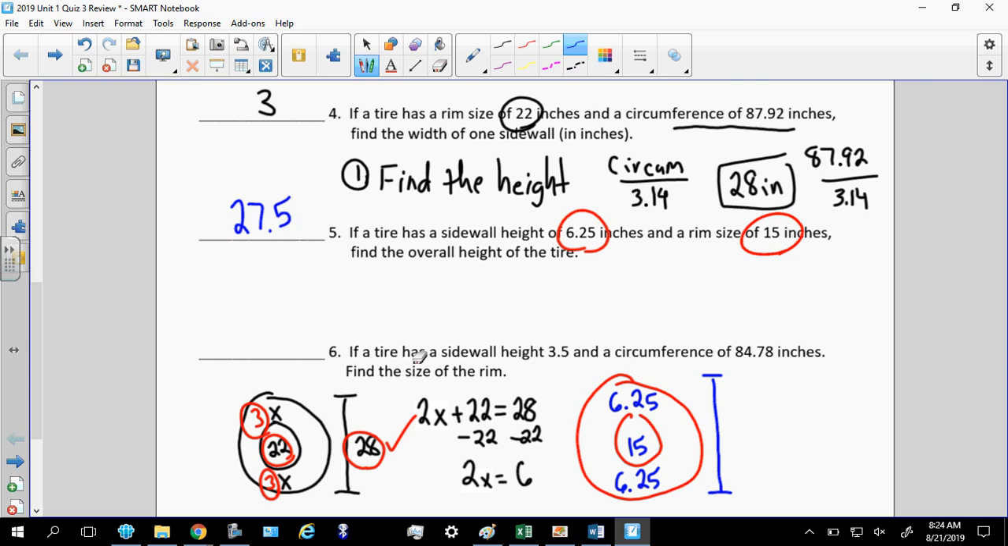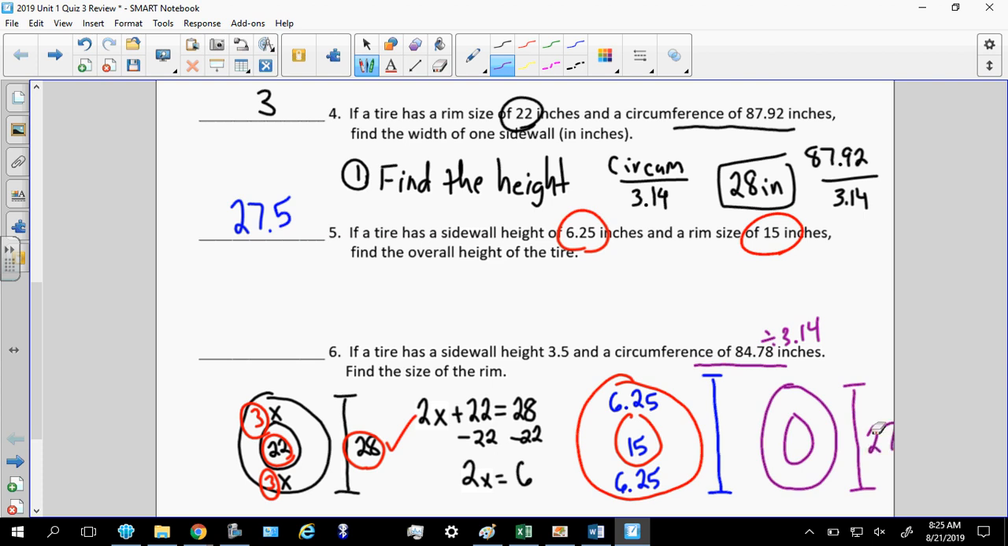Now, if a tire has a sidewall height of 3.15, oh, here we go. Another circumference question. So circumference, there we go. I'm going to divide that by 3.14, and I'm going to draw my tire as a purple tire. Looks more like an egg, but we'll go with it. The overall height ends up being, let's see, 27, I believe?